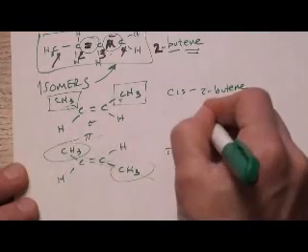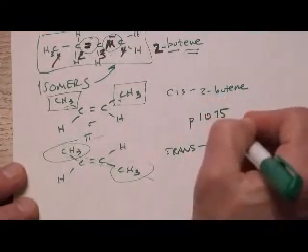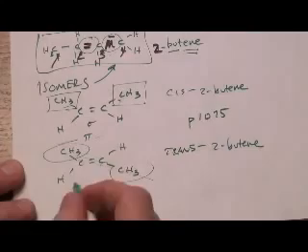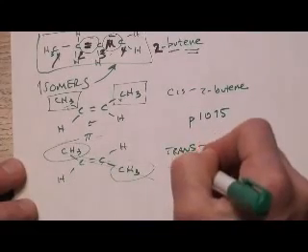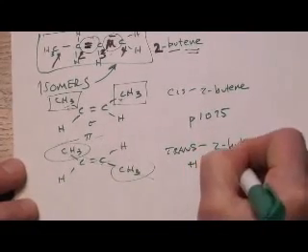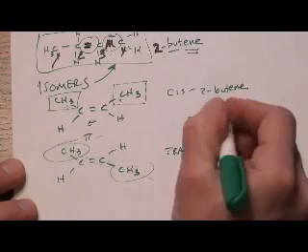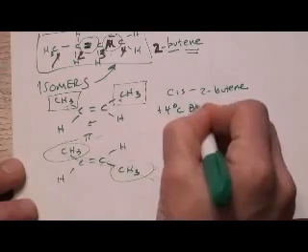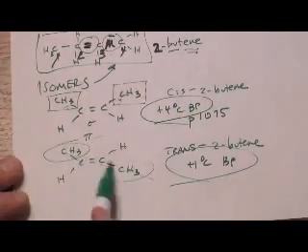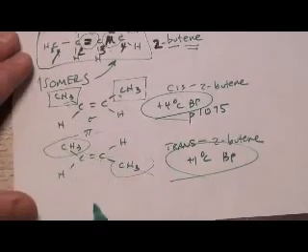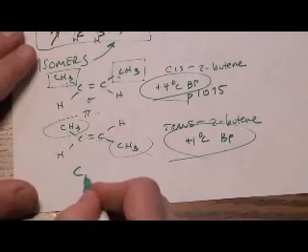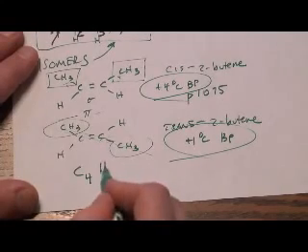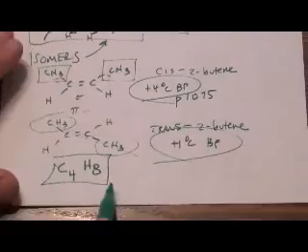And if you look on page 1075 of the 10th edition of your text, you'll notice that trans-2-butene actually has a boiling point of plus 1 degrees Celsius, and cis-2-butene actually has a boiling point of plus 4 degrees Celsius. And so you can see that the boiling points differ just by the way they're arranged, even though both of these isomers end up having C4 carbons and H8 number of hydrogens.